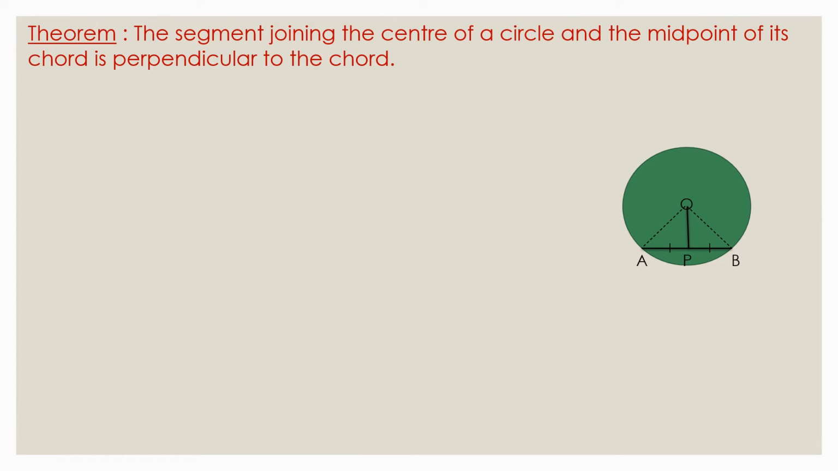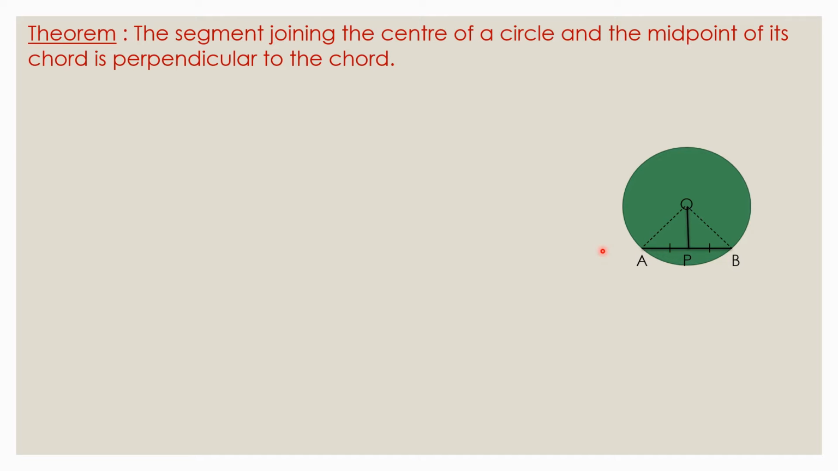Here is the second property, that is the theorem. The segment joining the center of a circle and the midpoint of its chord is perpendicular to the chord. In this theorem, it is given that AB is the chord of a circle and O is the center of the circle. It is given that P is the midpoint of the chord AB, and therefore AP is equal to PB. And here we have to prove that segment OP is perpendicular to chord AB.